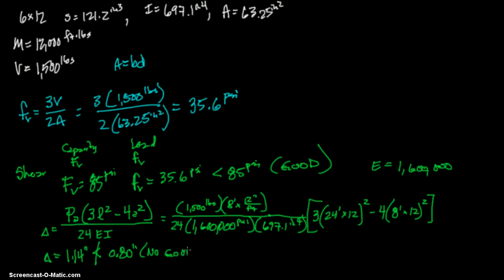And you'll find that you actually have to go up. You could try a 6 by 14, and that 6 by 14 gives you an I of 1,128, and that will get you what you need. Go ahead and do that. All right, thanks.